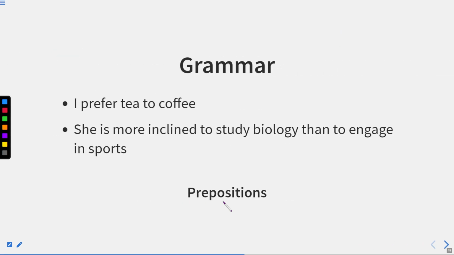Now, I prefer tea to coffee. So I'm using the word prefer over here. So with prefer, we use the preposition "to" to compare. It means I like tea more than coffee. She is more inclined to study biology than to engage in sports. It means she likes to read or to study biology more than to play games.